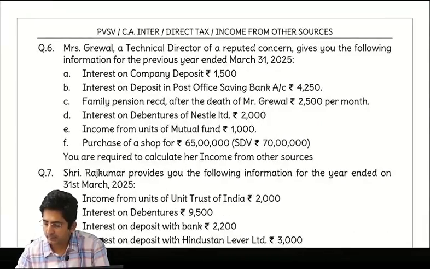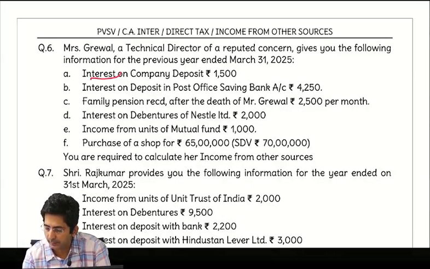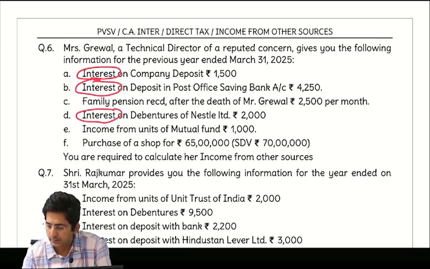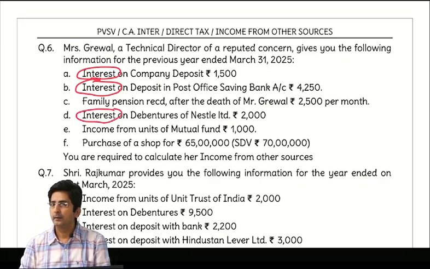Question number 6. Question 6 was also simple. Do one thing: circle the word interest. And once you see interest income, gold bonds, POSBA, PPF, Sukanya, if it is from that, it is exempt, otherwise taxable.